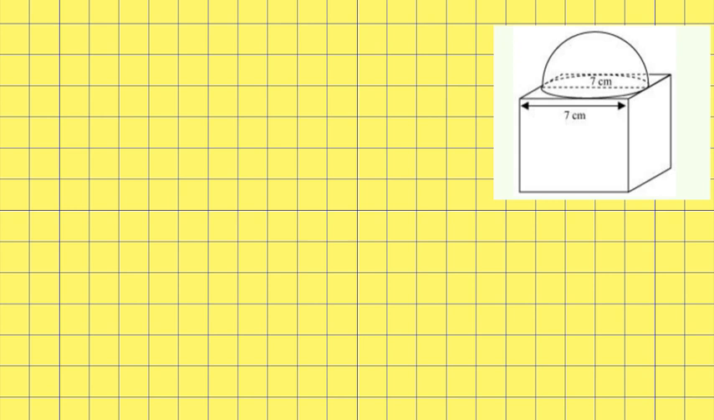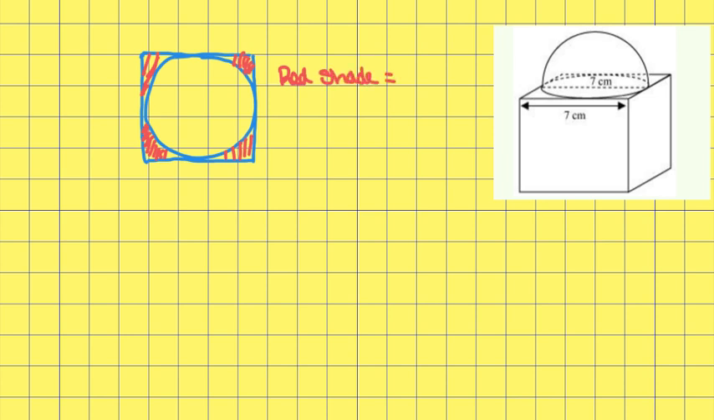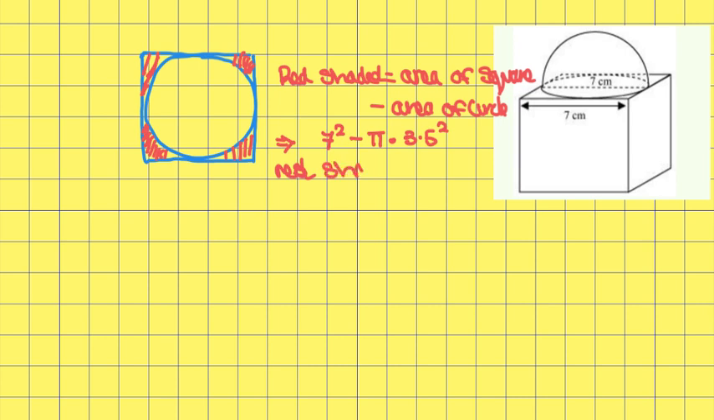The red shaded area is equal to the area of the square minus the area of the circle. Therefore, the area of the square is 7 squared minus the area of the circle, which is pi r squared, so it's pi times the radius, 3.5, squared. So the red shaded area equals 10.515.